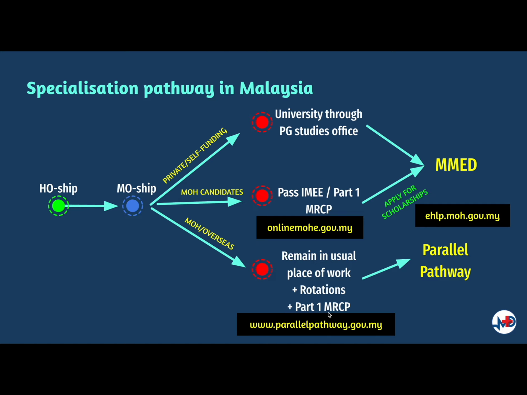One will then need to complete the written examination, which is Part 2B, and the practical examination, which is also known as PACES. Another approach is to apply as a private candidate for the master's program directly to the universities which offer the programs through their postgraduate studies office. The training will be fully paid by the candidate applying for the program. You may find more details on this on the respective university's website.